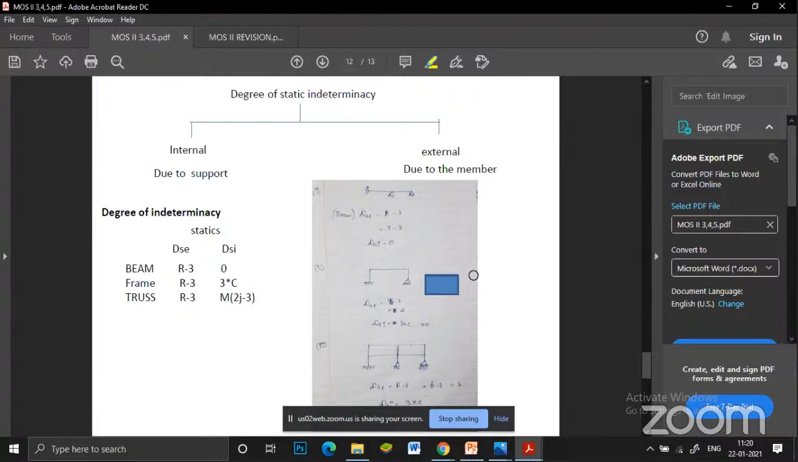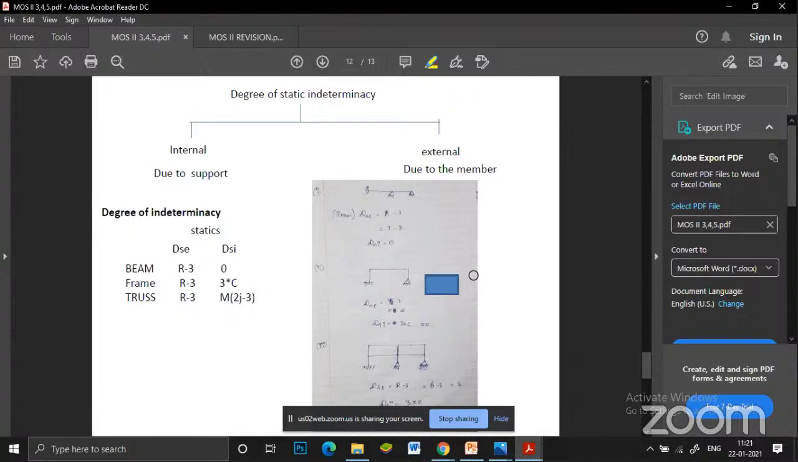Don't forget, in case of static indeterminacy there are only three things: beam, frame, and truss. In case of external as well as internal, what is the formula? You have to know that. For a beam, to find the external, the formula is R minus 3.